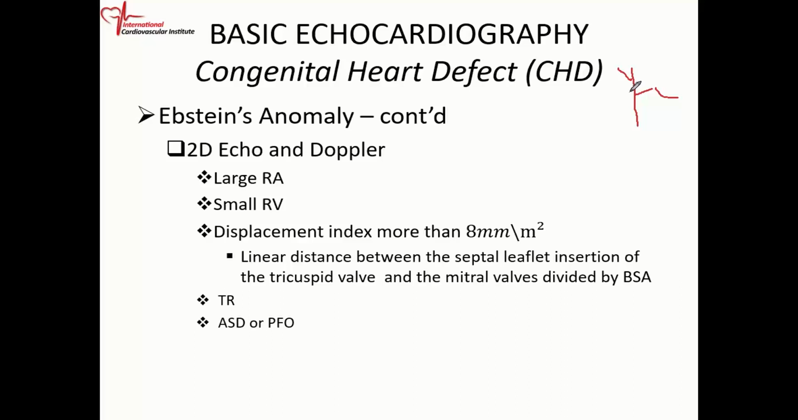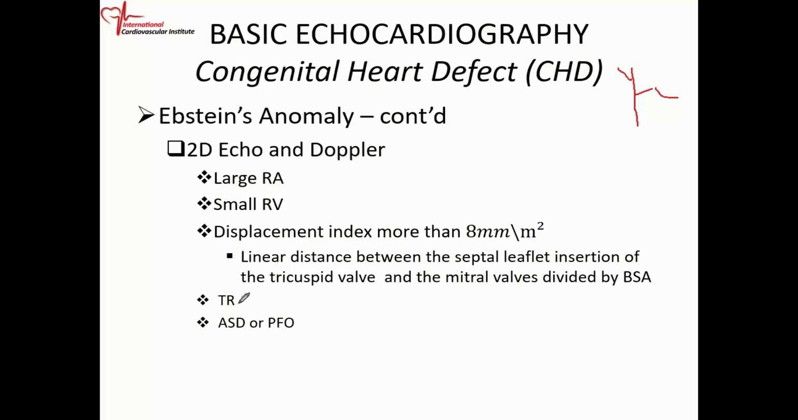And say you get 10 millimeters, then you're going to divide it by the body surface area, okay? So you use the patient's height and weight, and you'll get the body surface area. So if the body surface area is 2, and you divide 10 by 2, you get 5. So it will be 5 millimeters per meter squared. So that is what we call the displacement index.